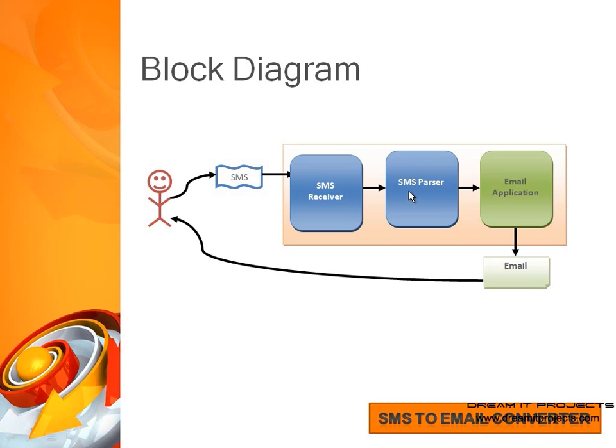The functionality of the SMS parser is to check the validity of an SMS. As I have already said, it will check whether the message format is proper or not. If not, it will reply saying that the message format is not correct. If the message format is proper, it will send it to the email application. The email application will compose a mail from the SMS. It will segregate the SMS into parts like to, subject, and body, compose a mail and send an email to the user. So this is basically a very high level diagram of the project.